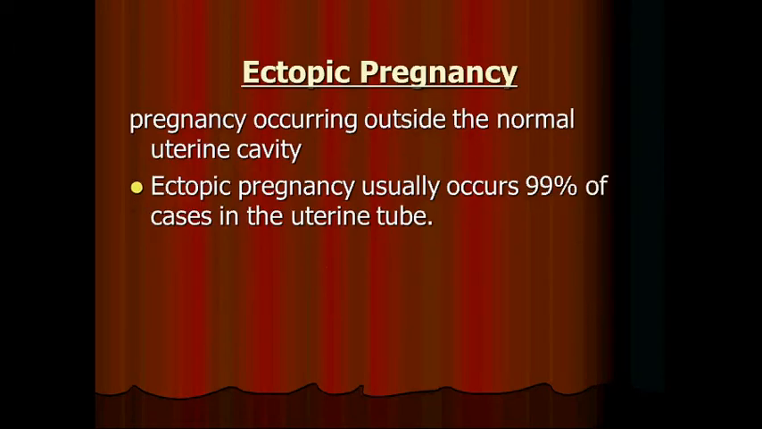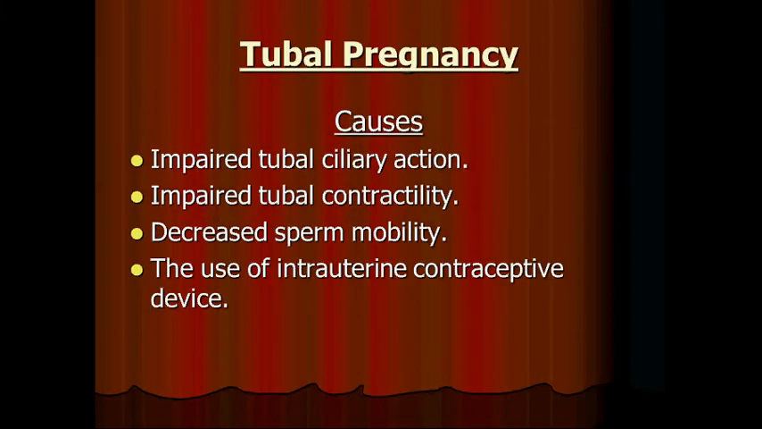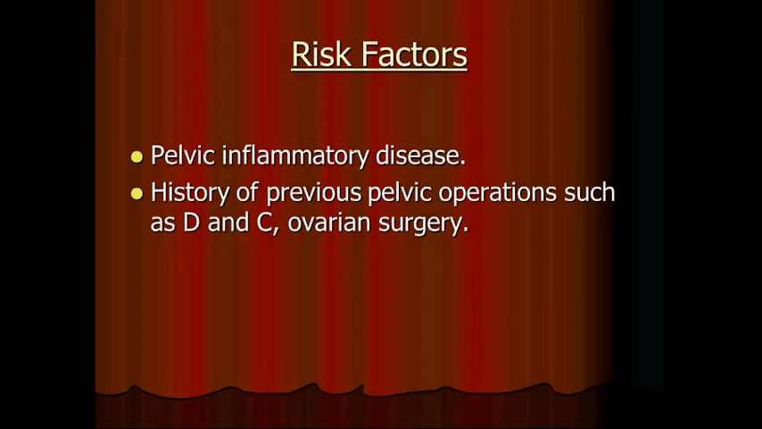Ectopic pregnancy. Pregnancy occurring outside the normal uterine cavity. Ectopic pregnancy usually occurs, in 99% of cases, in the uterine tube. Tubal pregnancy causes: impaired tubal ciliary reaction, impaired tubal contractility, decreased sperm mobility, the use of intrauterine contraceptive device. Risk factors: pelvic inflammatory disease, history of previous pelvic operations such as D&C, ovarian surgery.